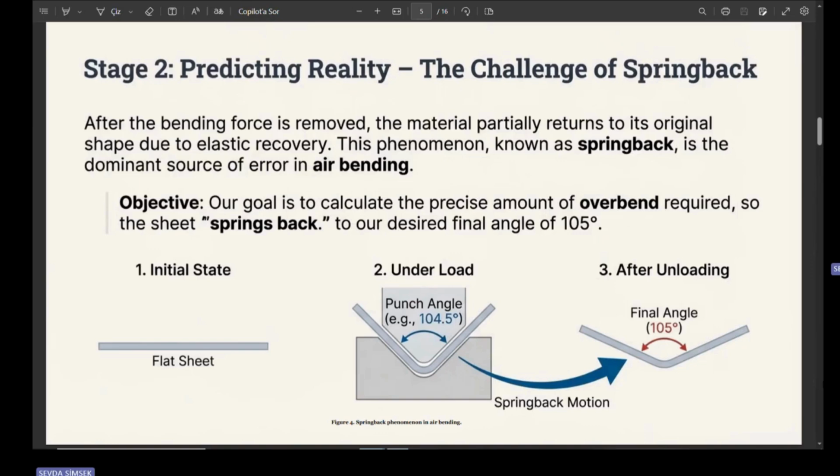During bending, the material undergoes both elastic and plastic deformation. When the applied load is removed, the elastic portion of the deformation recovers, causing the bent part to open slightly. For this reason, springback is not an error, but a predictable material behavior that must be taken into account.